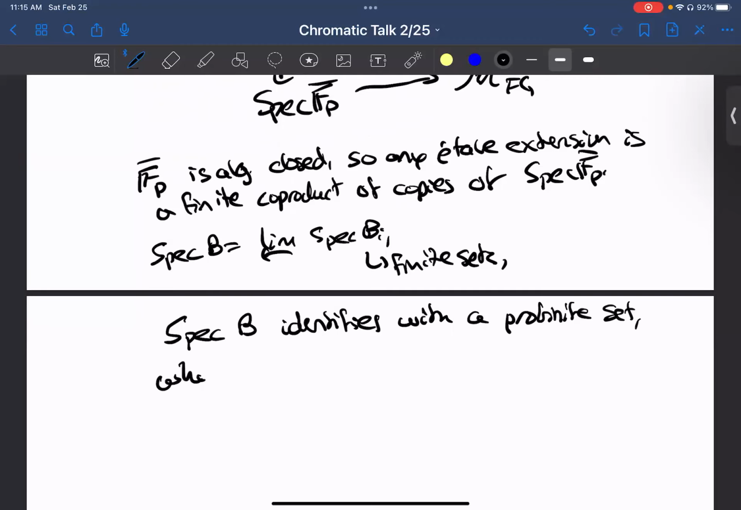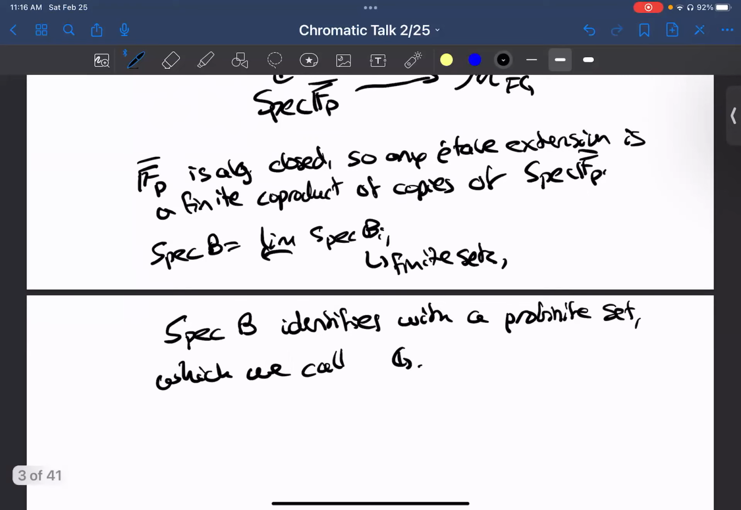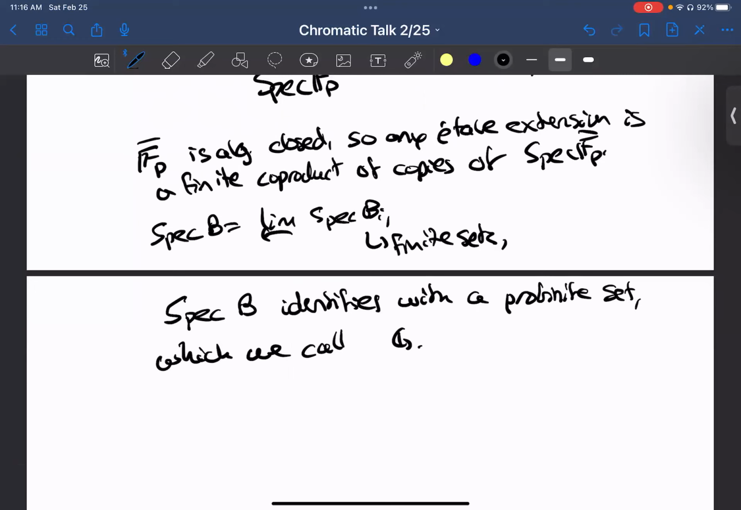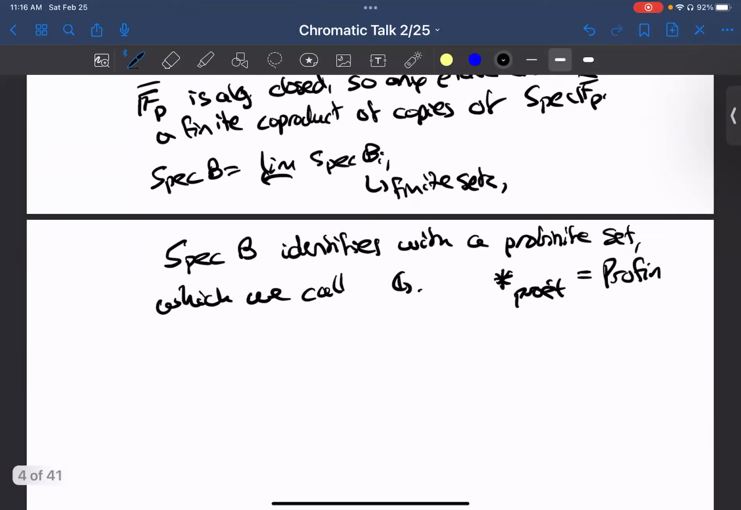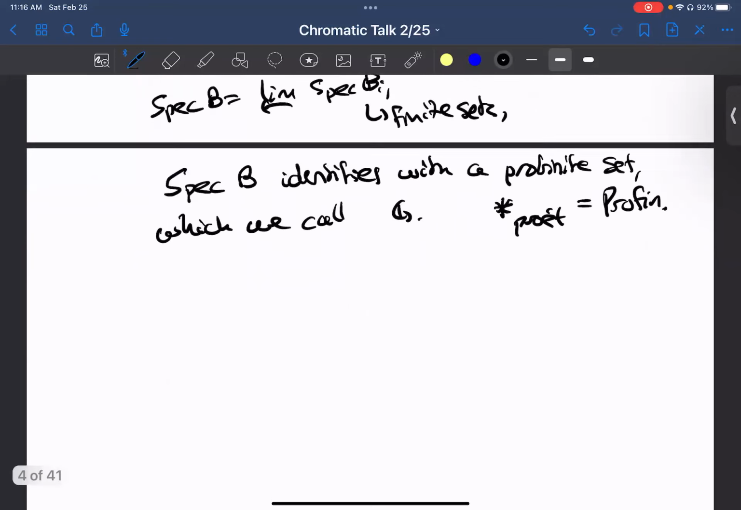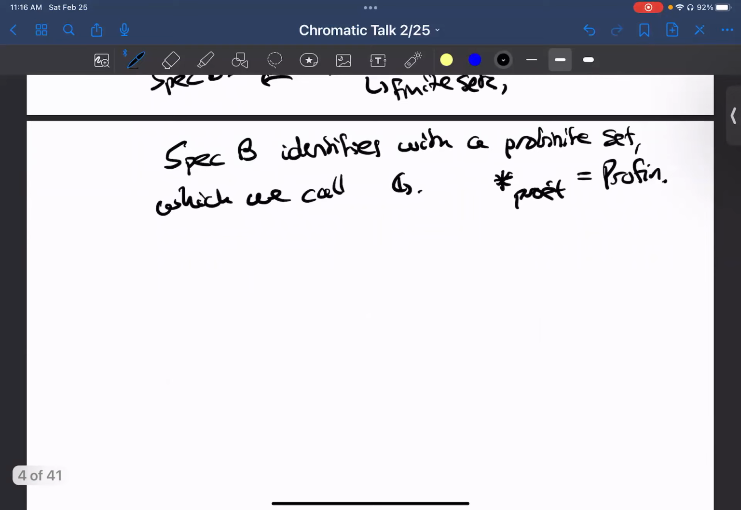which we call boldface G. And this is just a recollection of the fact that if we look at the pro-étale site of a point, so by a point I mean something where the only étale extensions are coproducts of the scheme itself, so spec of an algebraically closed field, for instance, this pro-étale site is just profinite sets. All right. So this is the start of our story today.